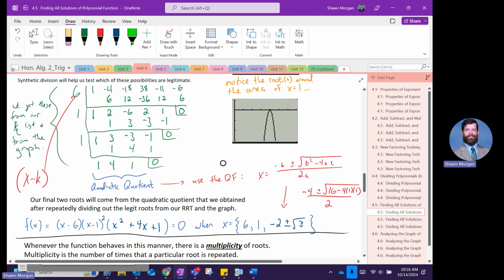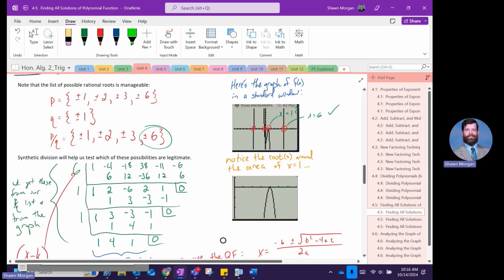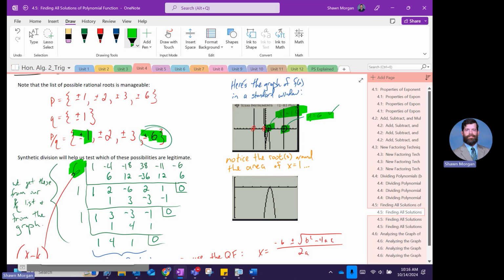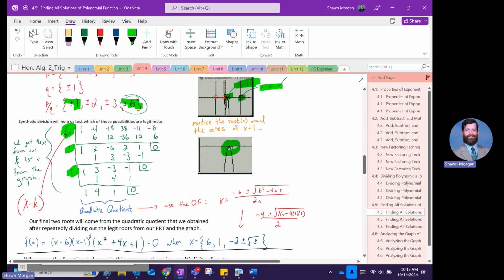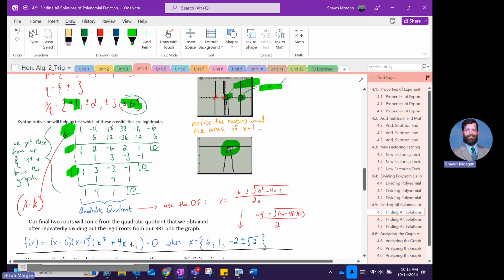All right, so 6 and 1 originally were on our list here and here. We were curious and said, ooh, it looks like those are 2 roots, so we synthetically divided them out. This one, because of the behavior right there, we divided out again. And once we got it down to a quadratic coefficient, we said, all right, those are my 3 linear factors. And then this quadratic factor we split up using the quadratic formula.